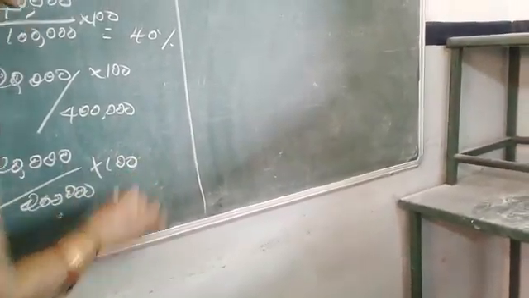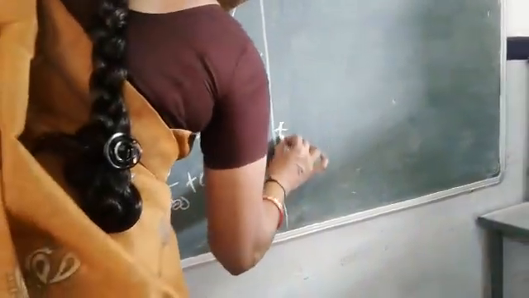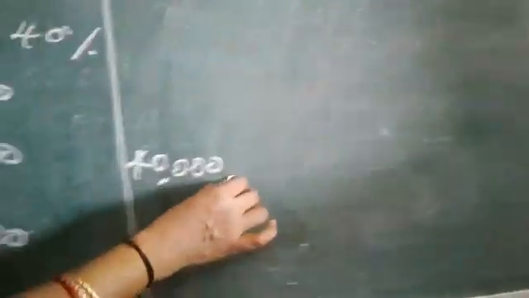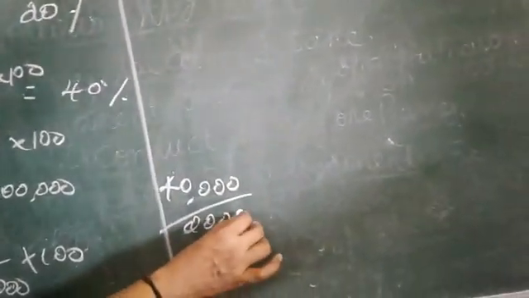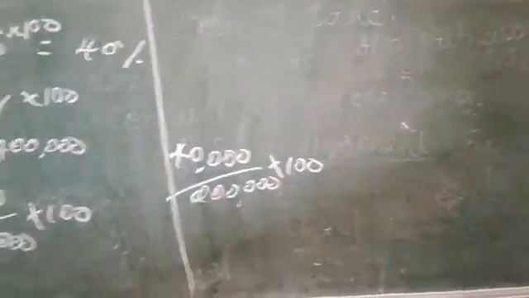Next, what you have to do? Yes, next one: 40,000 divided by 2 lakh into 100. Okay, find out and say the answer one by one.